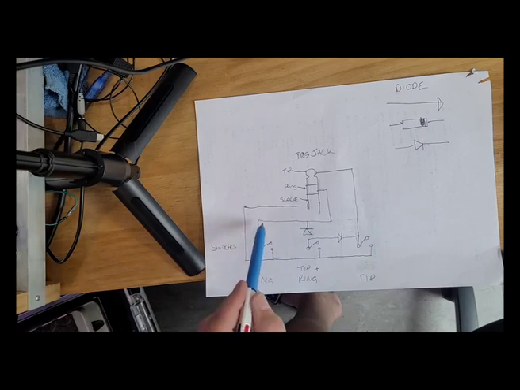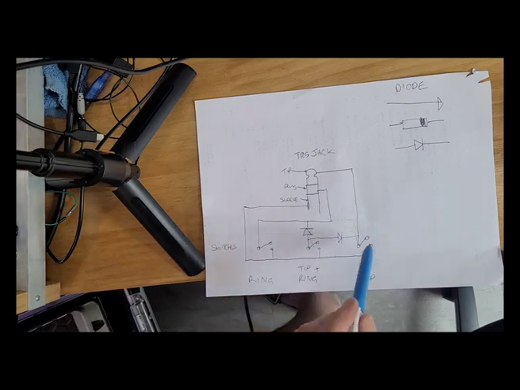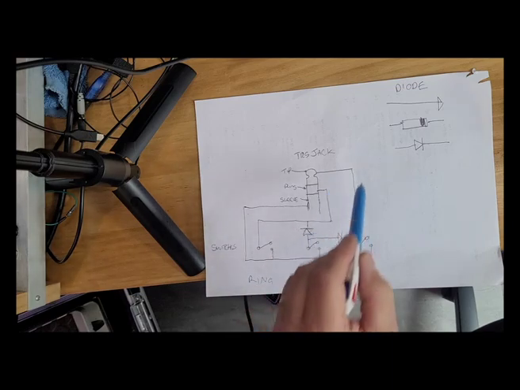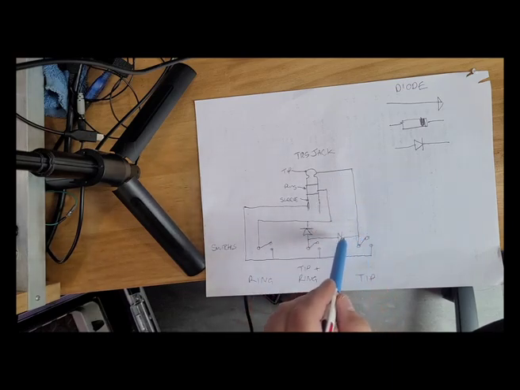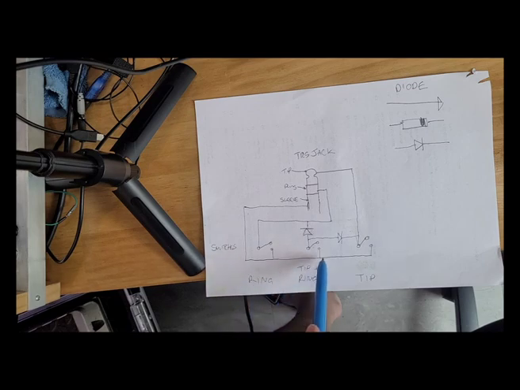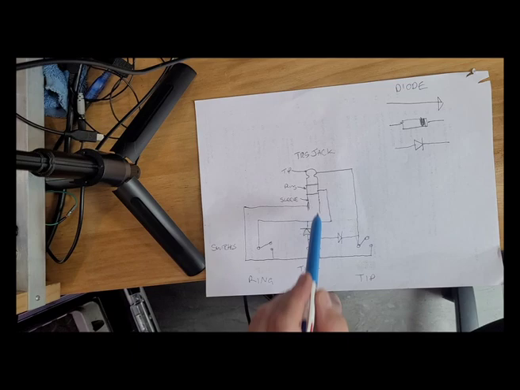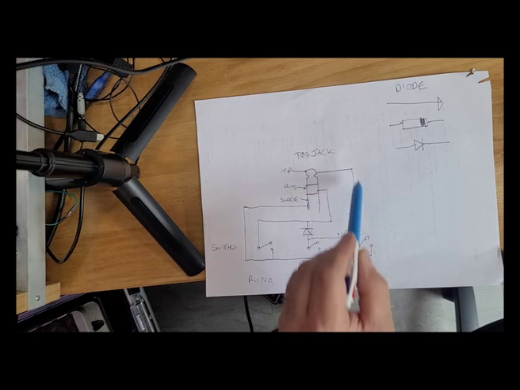When it does connect, it can't connect here because this diode's stopping it, and it can't connect here. So the only time both tip and ring can be connected is when this switch is closed and the connection to sleeve or ground, whatever you want to call it, can flow here to the ring and can flow here to the tip.